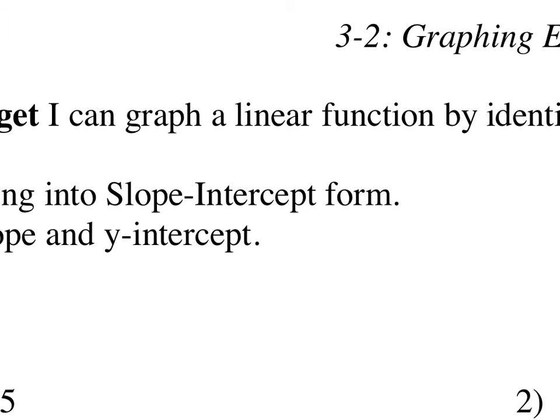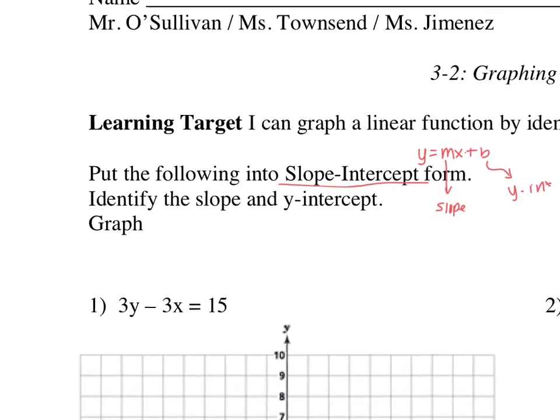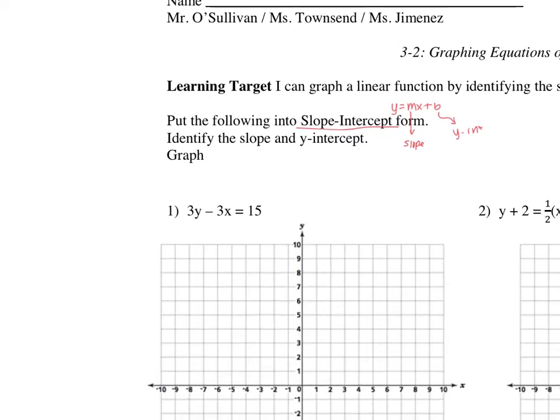So when we talk about slope-intercept form, what we want to do is make sure each of the equations we look at today are in the form y equals mx plus b, where m is our slope, or our rate of change, and b is our y-intercept, or our starting point. And we always want to identify our slope, our y-intercept, and vice versa.